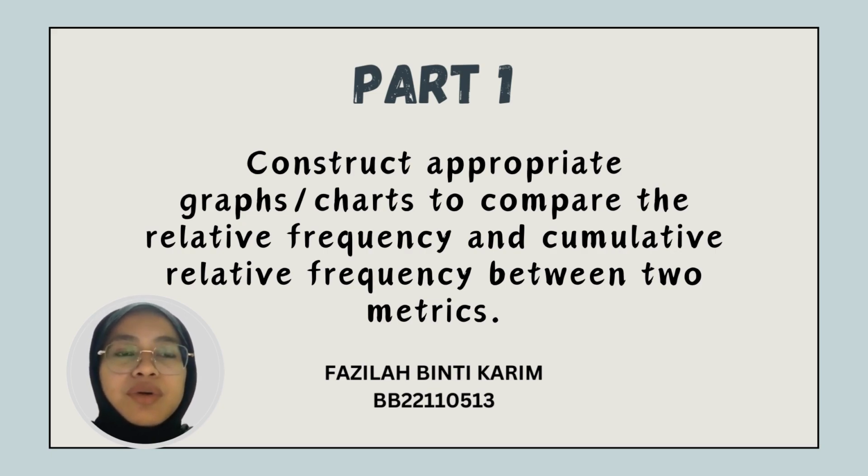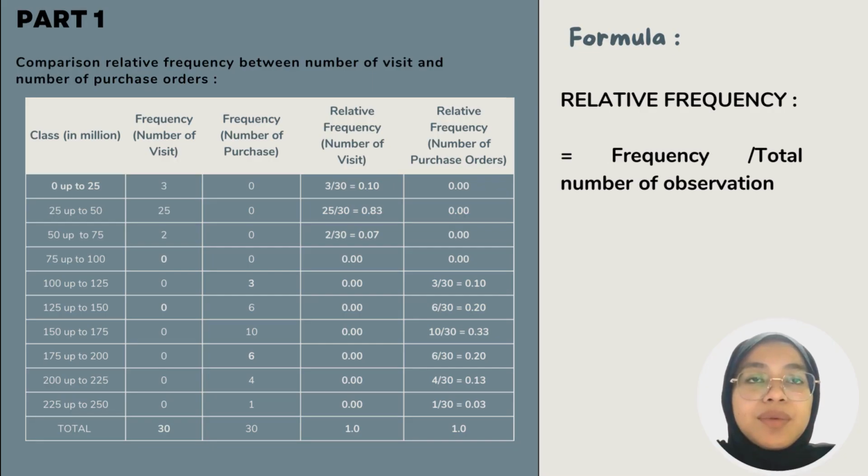I'm going to explain part 1, which is to construct an appropriate graph or chart to compare relative frequency and cumulative relative frequency between the two matrices. Comparison of relative frequency between number of visits and number of purchase orders. The first thing we need to do is divide the number of visits and number of purchase orders into classes and find the frequency.